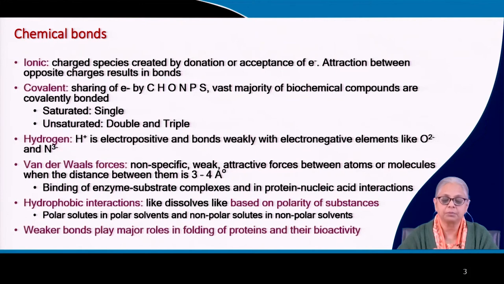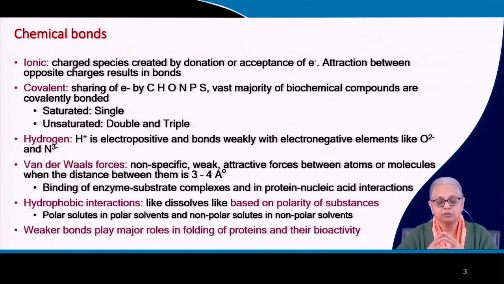They may be ions, they may be compounds. These ions or compounds will either accept or donate electrons, and in the process of donating or accepting electrons, they may become positively charged or negatively charged. When you have opposite charges, attraction between these opposite charges will result in ionic bonds. Then we have covalent bonds, and covalent bonds are basically sharing of electrons.